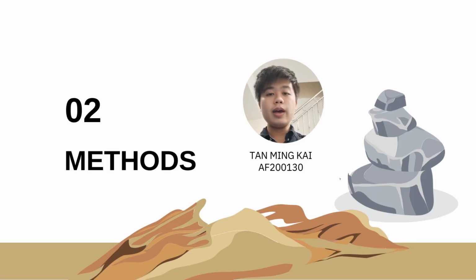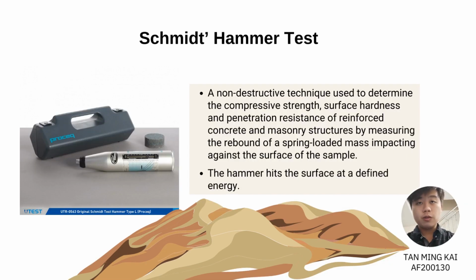Hi everyone, my name is Tamin Kai, matric number AF200130. Today, me and my friend will continue to present the tests that we are carrying out at the study site. First of all, let me start with the Schmidt hammer test.